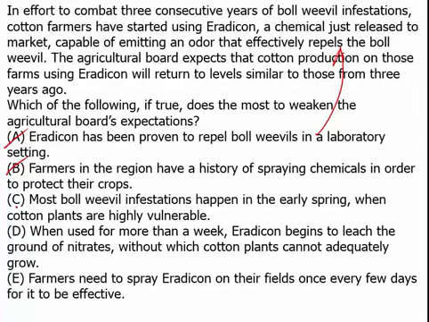C. Most boll weevil infestations happen in the early spring when cotton plants are highly vulnerable. We know that boll weevil infestations have happened. We know that they've negatively affected cotton production. And so C is just kind of reiterating this and giving us more specific details. But it doesn't address this assumption that there's something else going on that could possibly be affecting cotton production, or that there's maybe something off about Eradicon. So let's get rid of C.